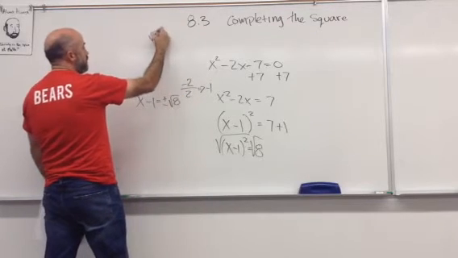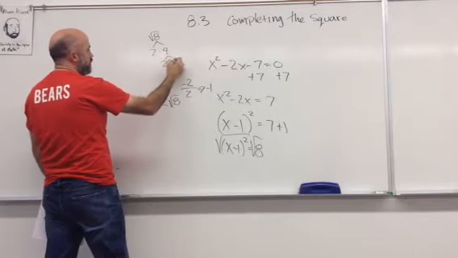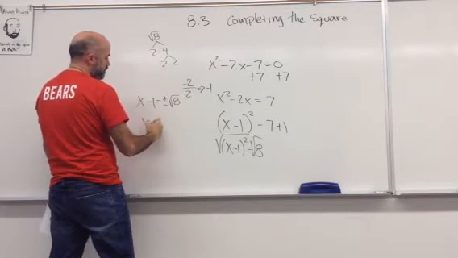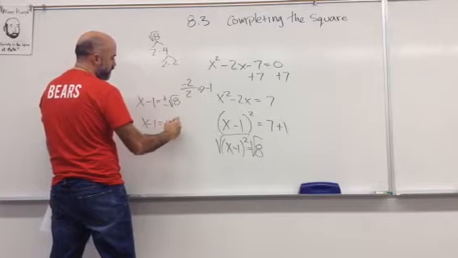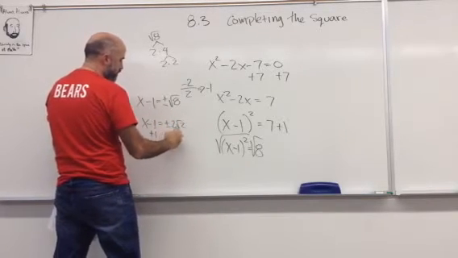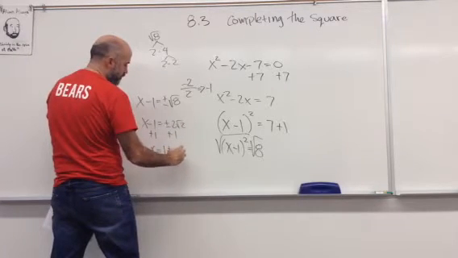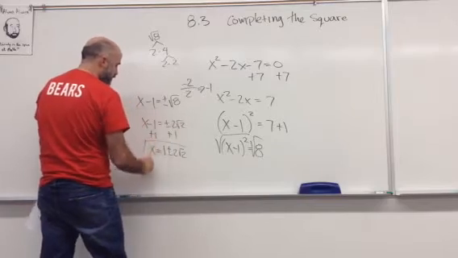The square root of 8 breaks down to 2 times 4 and 2 times 2. So x minus 1 equals plus or minus 2 root 2. Add 1 to both sides, and x equals 1 plus or minus 2 root 2. That's the answer.